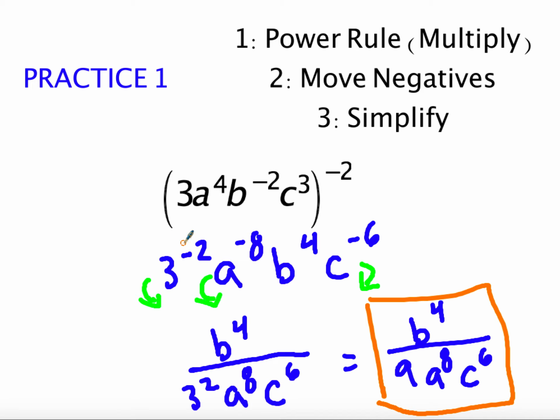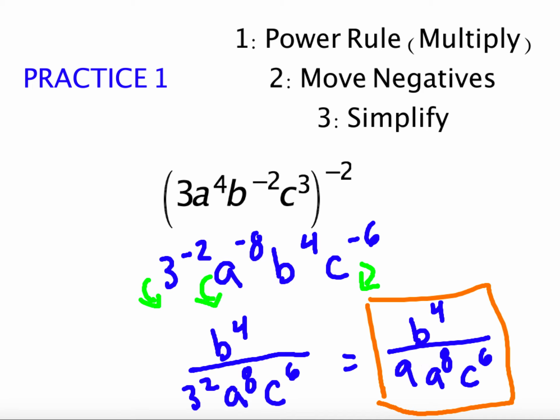Let's look at my work. So negative 2 is applied to each of the factors. 3 to the negative 2, a to the 4 times negative 2 is negative 8, b to the negative 2 times negative 2 is 4, c to the 3 times negative 2 is c to the negative 6. 3 of those factors are taken to the denominator. 3 to the negative 2 becomes 3 squared in the denominator. A to the negative 8, a to the 8th in the denominator. C to the negative 6 is c to the 6th in the denominator, all over b to the 4th. All we need to do to fully simplify that is evaluate 3 squared, which is 9.